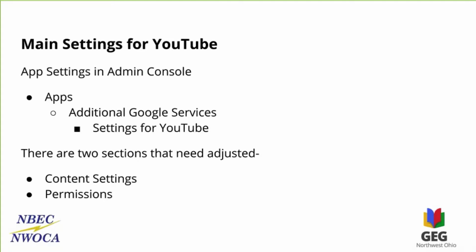The app settings that you'll have to go into: you have to go into Apps, Additional Services. It's funny that Google owns YouTube, but it's not considered one of their core apps, even though it's one of our most used apps. Right. And so you have to go into the settings for YouTube, and there are two different sections that need to be adjusted: the content settings for YouTube and permissions.